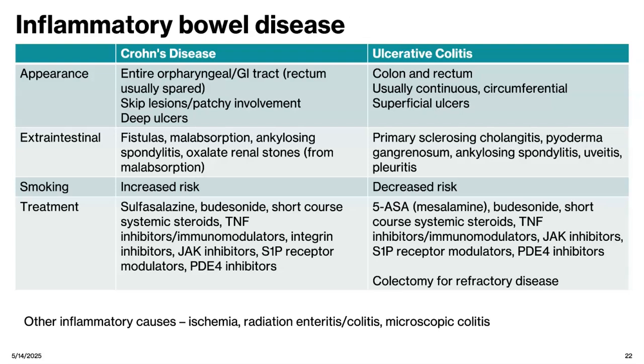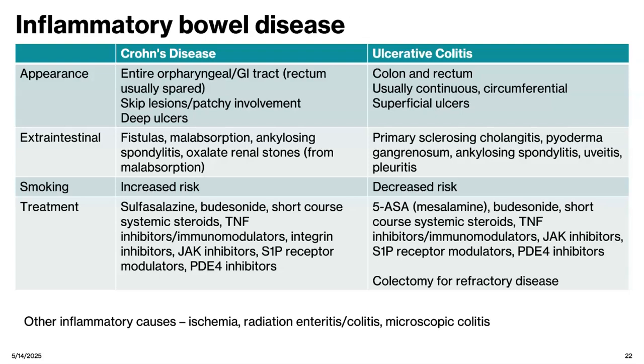Crohn's can cause fistulas between the GI tract and other structures or the skin, and is associated with malabsorption, ankylosing spondylitis, and oxalate renal stones. Ulcerative colitis is associated with primary sclerosing cholangitis, pyoderma gangrenosum, ankylosing spondylitis, uveitis, and pleuritis. A history of smoking increases the risk of Crohn's disease, but decreases the risk of ulcerative colitis.